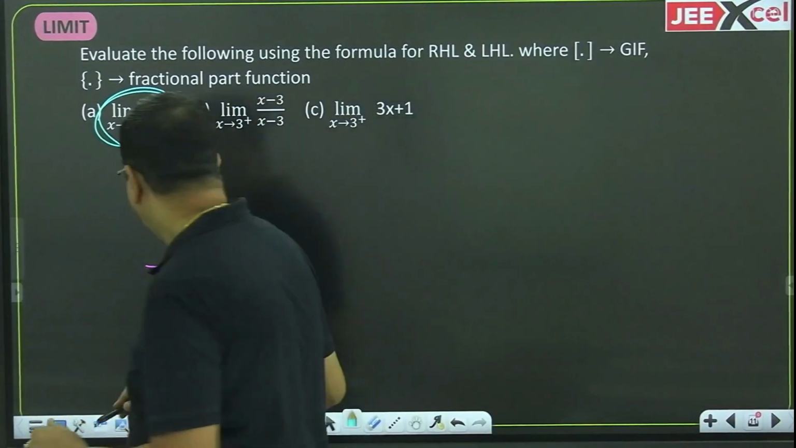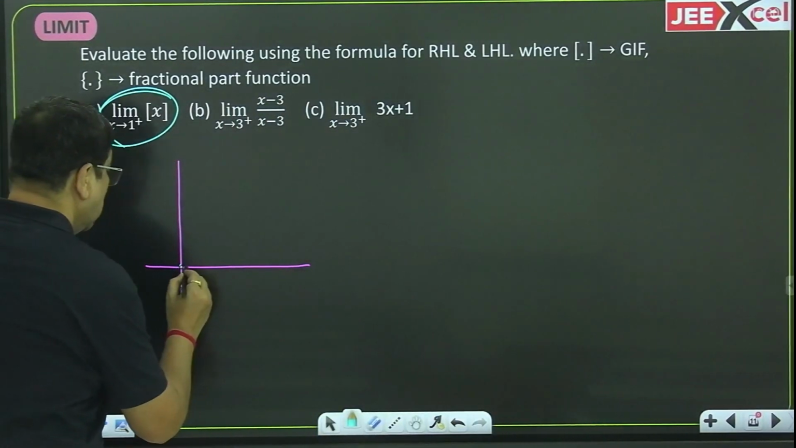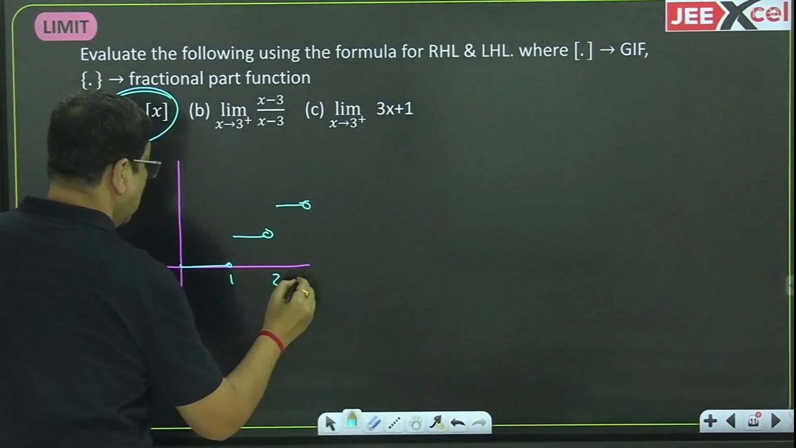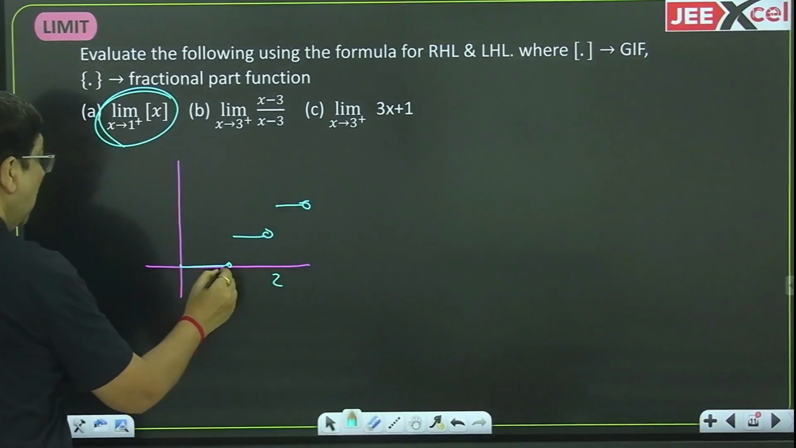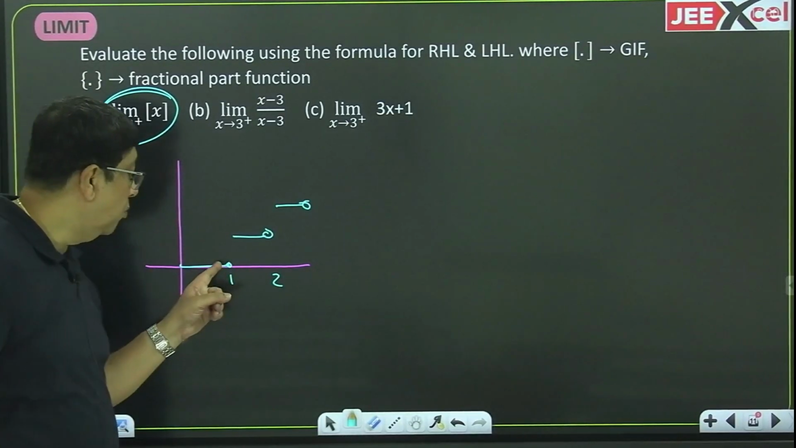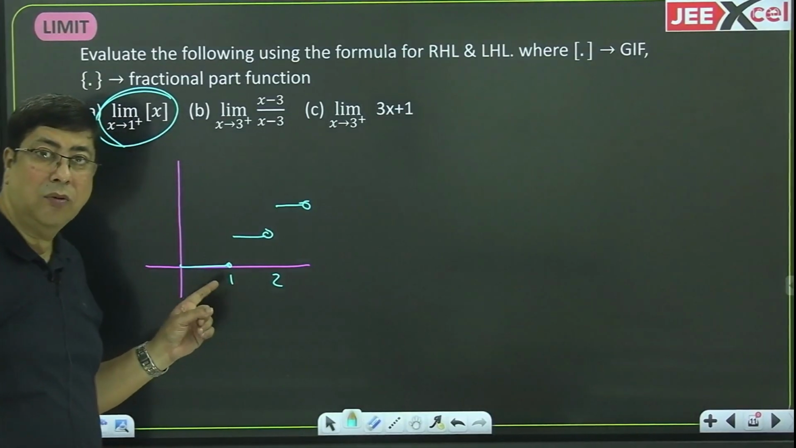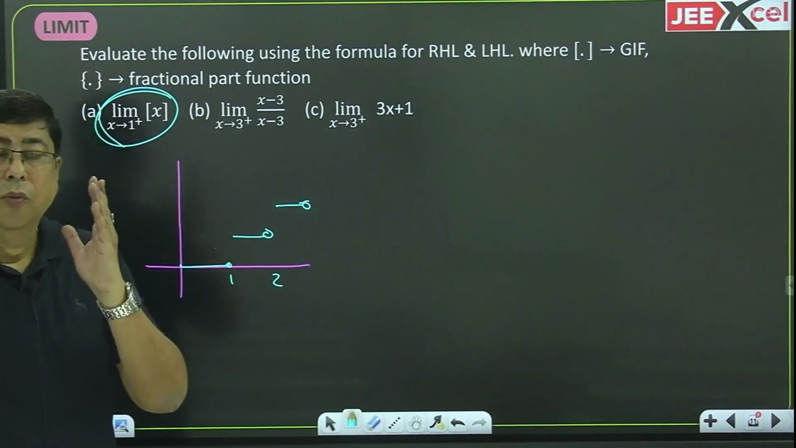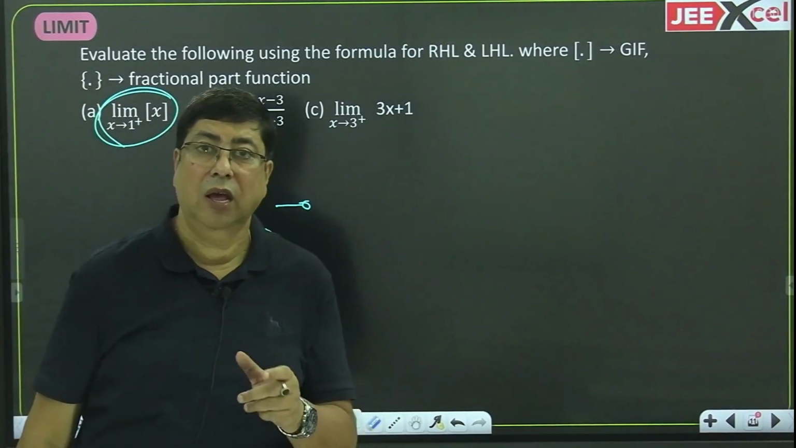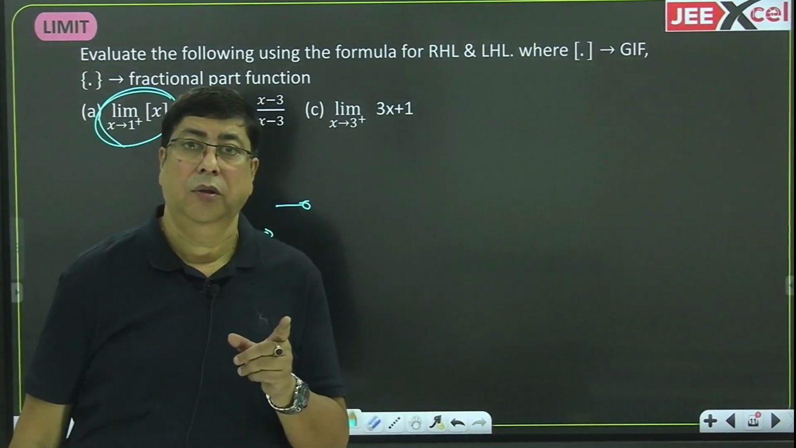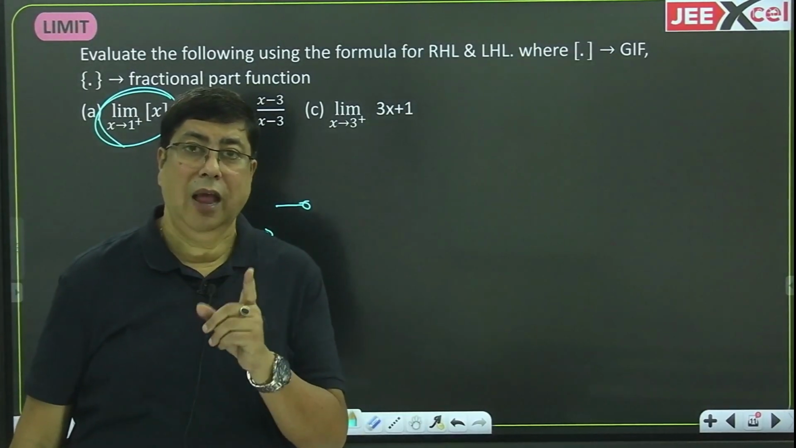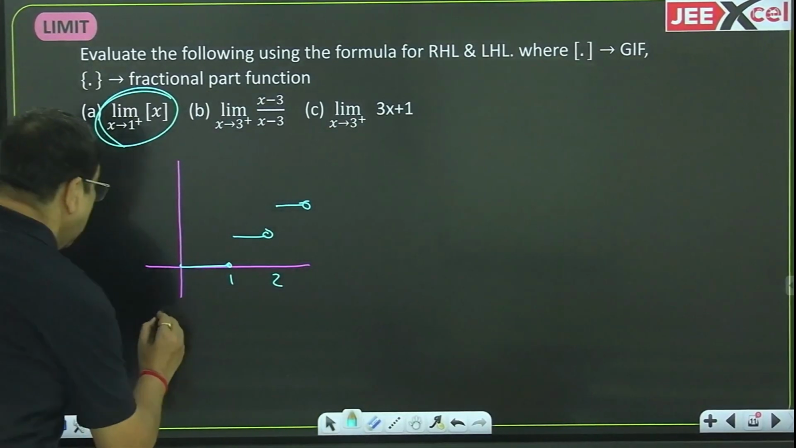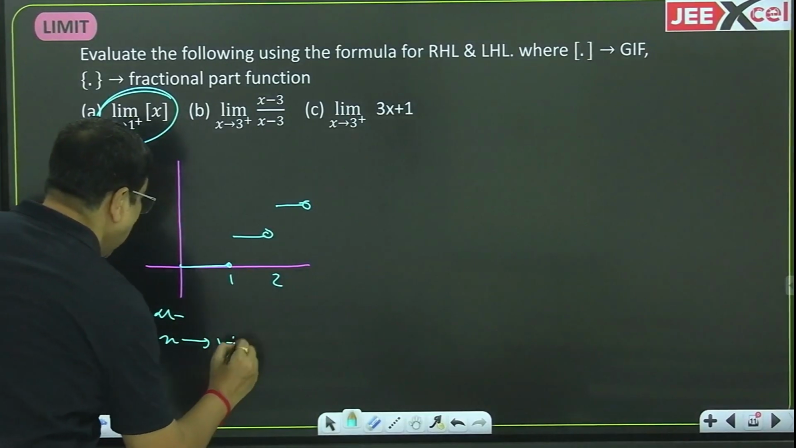For example, this is the box function, you know this, this is 1, this is 2, like this. So limit x tends to 1: when x is approaching 1, the left hand limit is 0 and the right hand limit is 1. So the box function, like the fractional function, is not continuous at integer points.